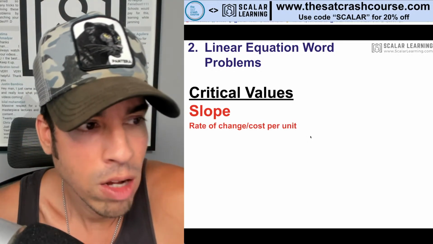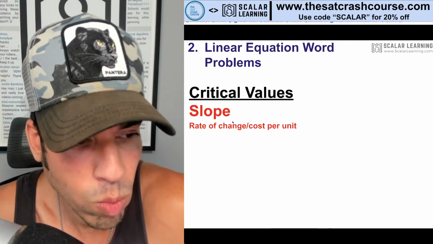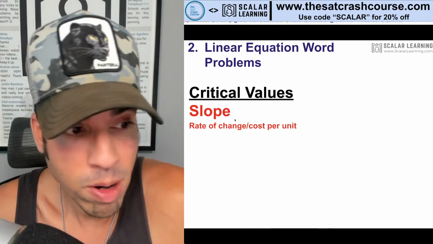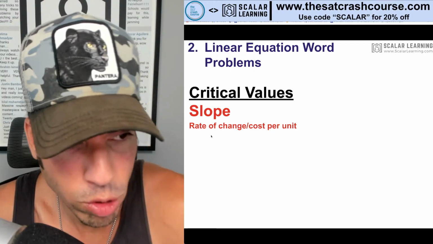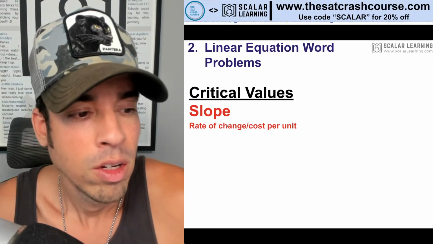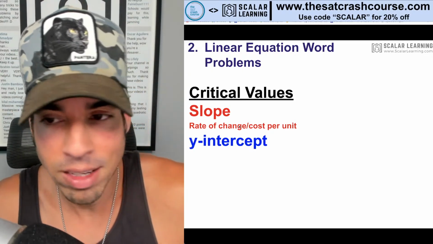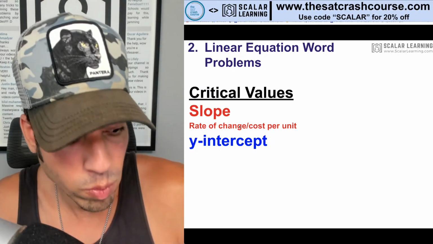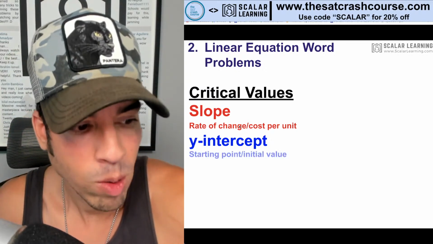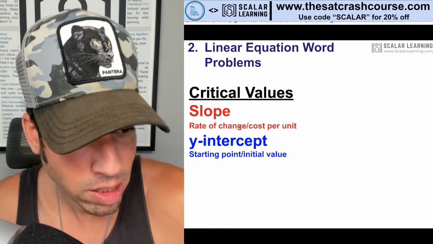All right, so now let's talk about critical values for linear equations. One thing to remember: the slope of a linear equation always deals with, if we're talking about word problems in particular, rate of change, cost per unit, things like that. So when they're asking you to interpret a slope value, meaning the constant next to the x, it should usually represent some sort of a rate, or something per something. My y-intercept is always going to represent my starting value, my initial value, etc.